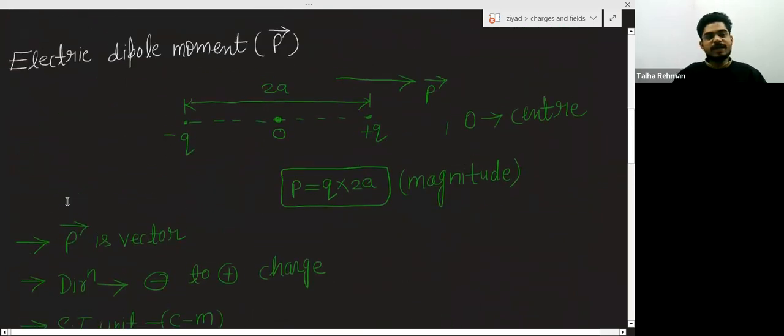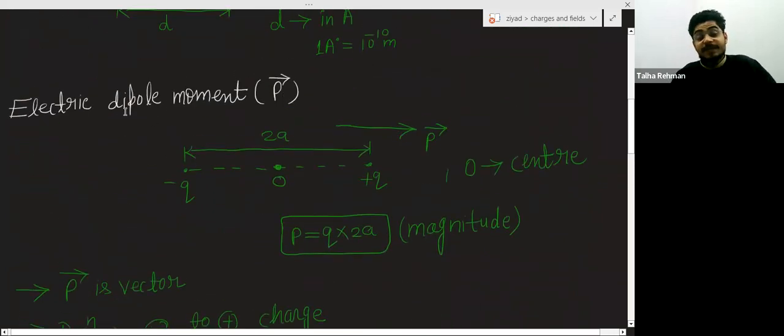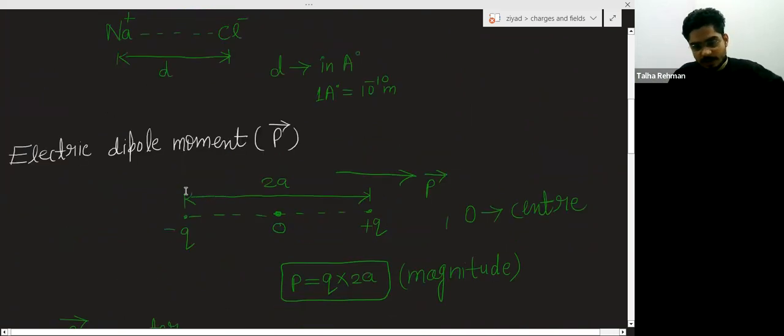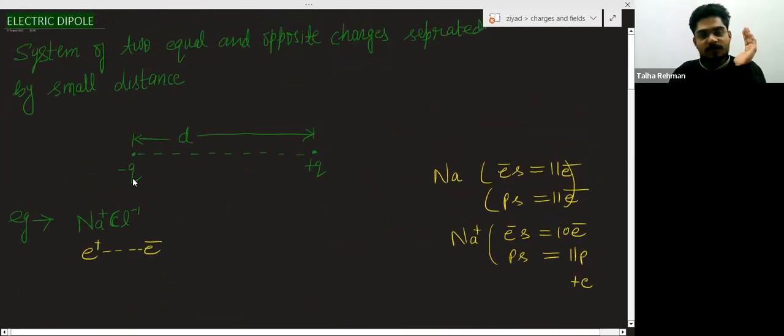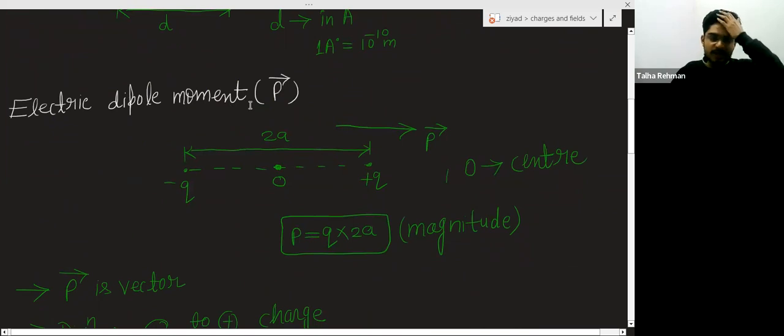So one more thing, after the electric dipole, the electric dipole moment. So what is the electric dipole moment? Now you have the idea of what an electric dipole is: two charges separated by a small distance. Now we will discuss the electric dipole moment. Take a dipole, having two equal and opposite charges, minus q and plus q. Suppose these two charges are separated by a distance 2a. You can take this distance as a also, no problem.